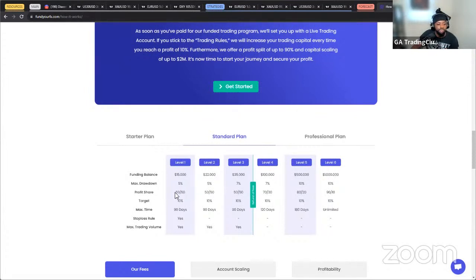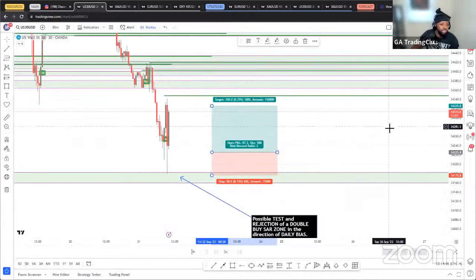You can see the first profit split is 50, 50, 50 for the first 3 levels. But the more you make, the more you'll get rewarded. After you pass level 3, you will get back your account fees with them.